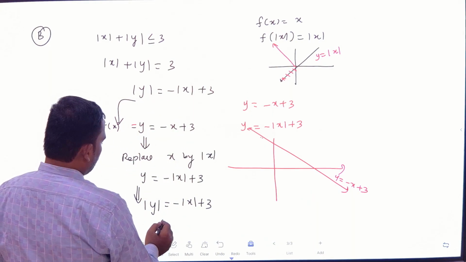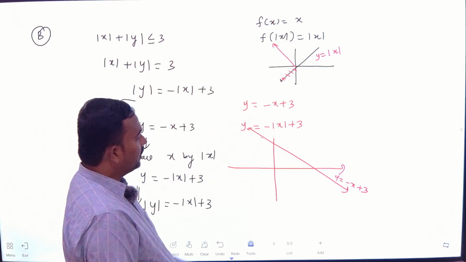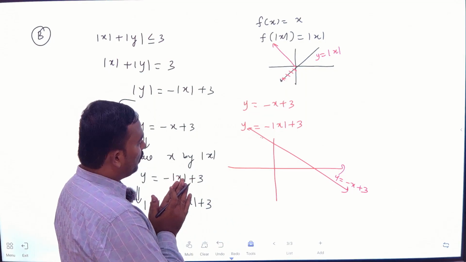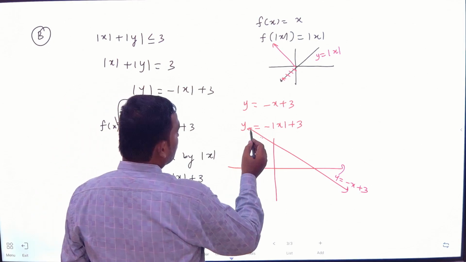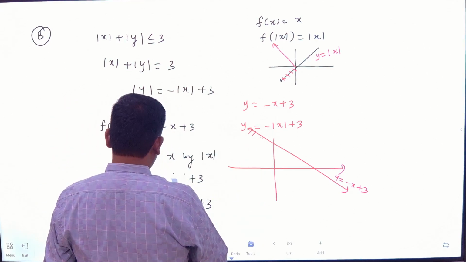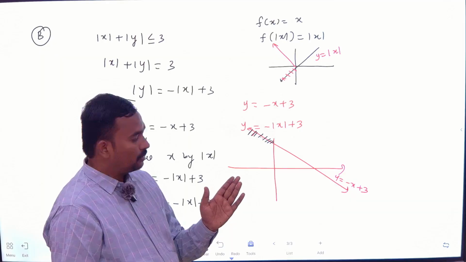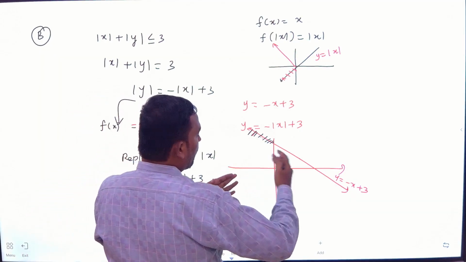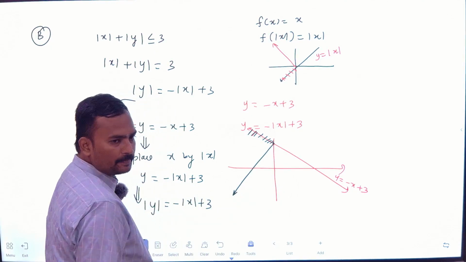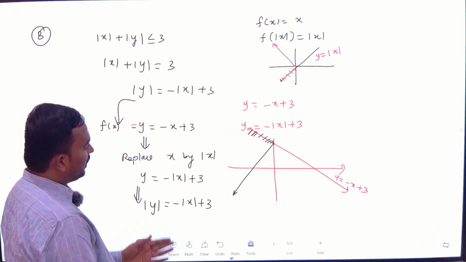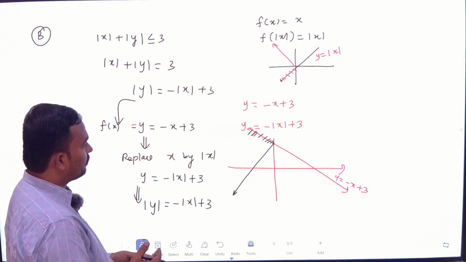Okay, now what you can do? Y is equal to minus x plus 3 we have drawn, right. Now you replace x by mod x. What you can do here? Whatever the left portion of the x is, left portion means what? This portion, you can take and remove it. Understood? Left portion you have to remove. Then whatever the right portion is there, you take the mirror image about the y axis. Understood? This is the complete graph of y is equal to minus mod x plus 3, right.